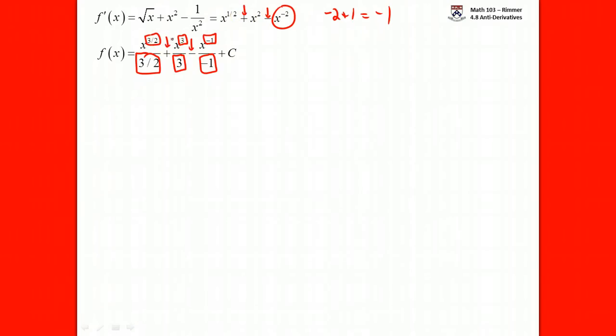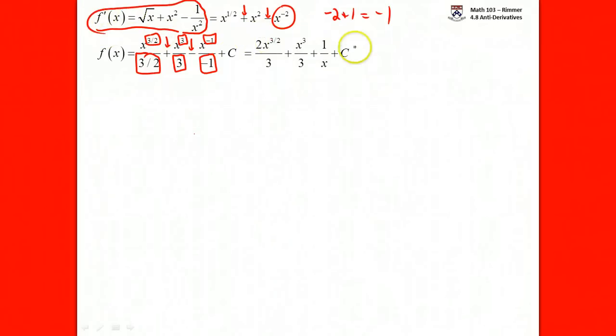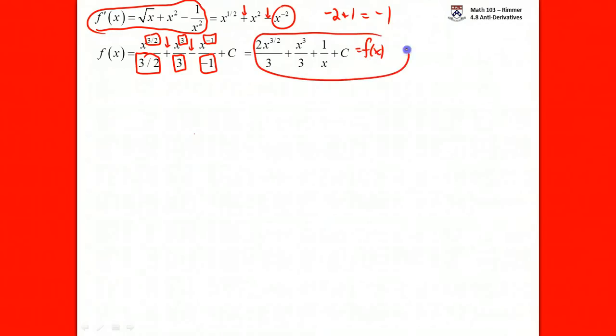If there's constants, just carry them down. So instead of divide by 3 halves, we'll multiply by 2/3. Instead of having a -1, we'll have a plus. And we'll put the x back on the denominator. That's the function that has root x plus x squared minus 1 over x squared as its derivative. Power rule in reverse.